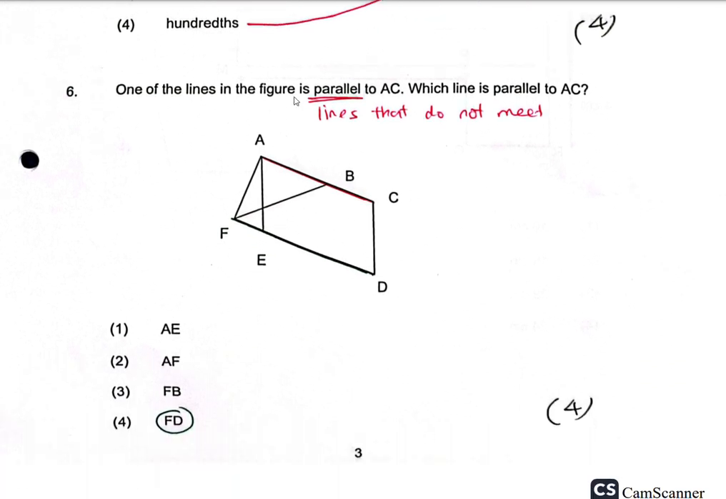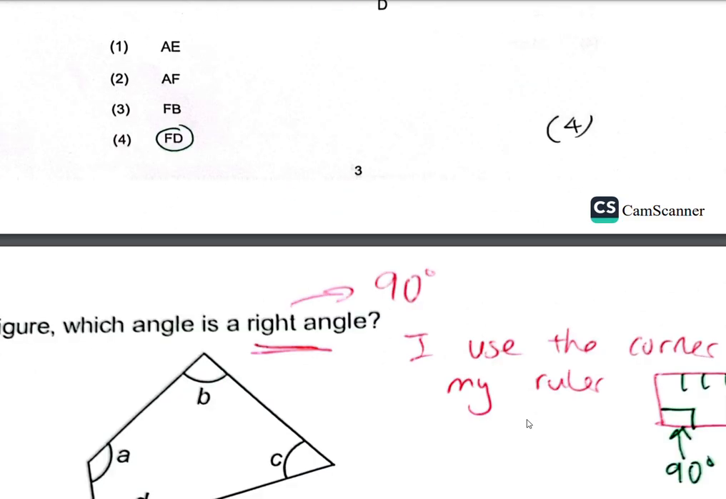Now question 6. One of the lines in the figure is parallel to AC. Now 2 lines that are parallel will be lines that never meet. Alright, they do not meet. So which line is parallel to AC? AC is what I have highlighted in red. So the lines that do not meet this will be this line, FD. Alright, what I've circled here, number 4.